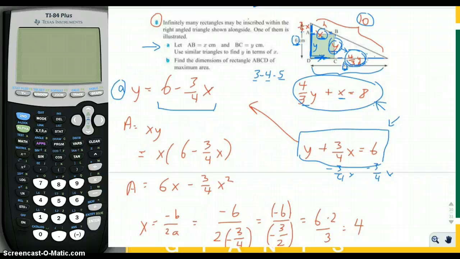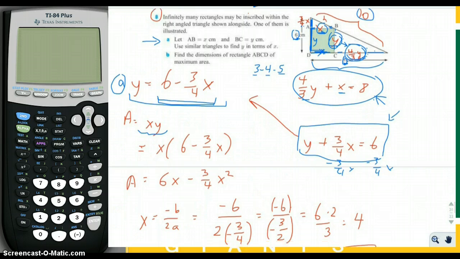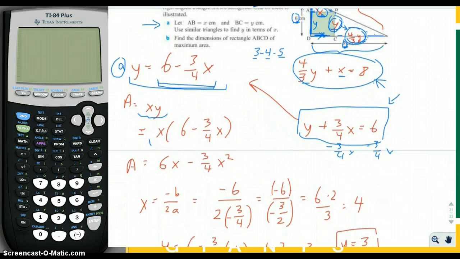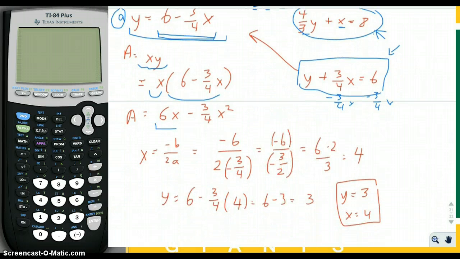So the area of the green rectangle is A equals xy. How do we maximize that? Well, x and y are related, so we're going to use that fact to put this in one variable only. So we're going to substitute y equals 6 minus 3/4 x in for y, and then we have only x's left. So we're going to have x times 6 minus 3/4 x. We'll multiply it out: 6x minus 3/4 x squared.